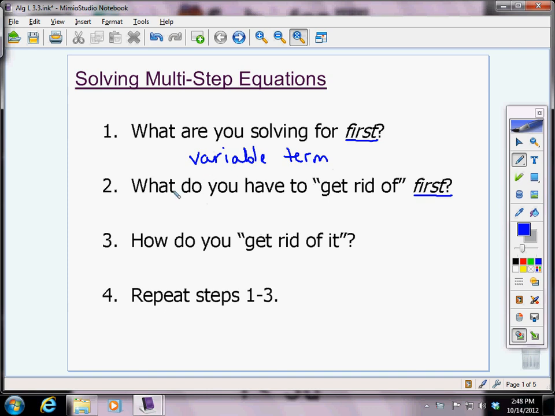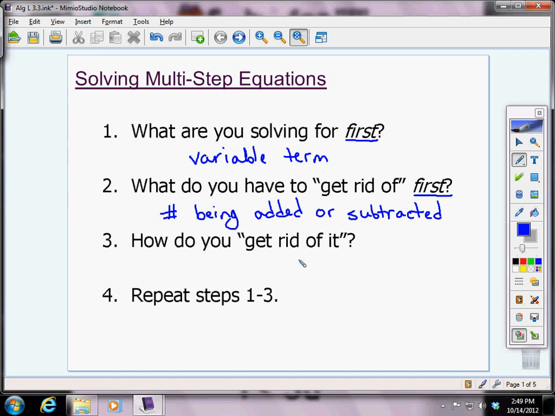Well, if we're solving for the variable term, what do you have to get rid of first? Normally we'd say the number on the same side of the equal sign as the variable. Okay, I'm going to change it a little bit and say the number being added or subtracted. The reason is that when we solve equations, we're trying to figure out the unknown, so we're actually working backwards. We're going to do order of operations backwards. Well, the last thing we always do is add or subtract, so that's the first thing we're going to do to get rid of something.